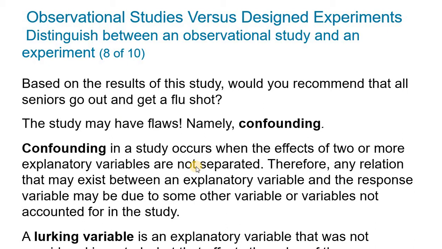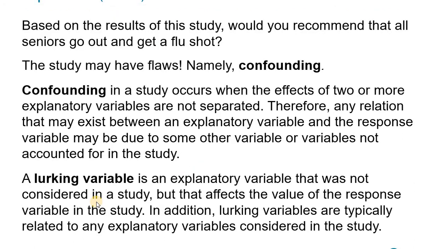Confounding in a study occurs when the effect of two or more explanatory variables are not separated. Therefore, any relation that may exist between an explanatory variable and the response variable may be due to some other variable or variables not accounted for in the study. We call this variable or these variables a lurking variable or lurking variables. A lurking variable is an explanatory variable that was not considered in the study, but that affects the value of the response variable in the study. In addition, lurking variables are typically related to an explanatory variable considered in the study.